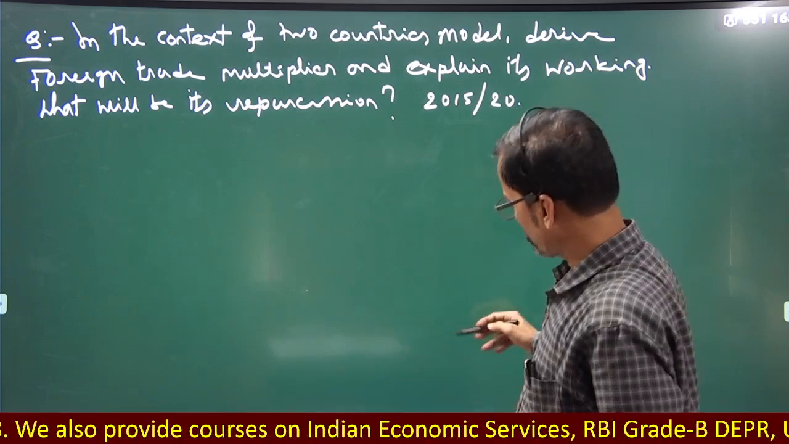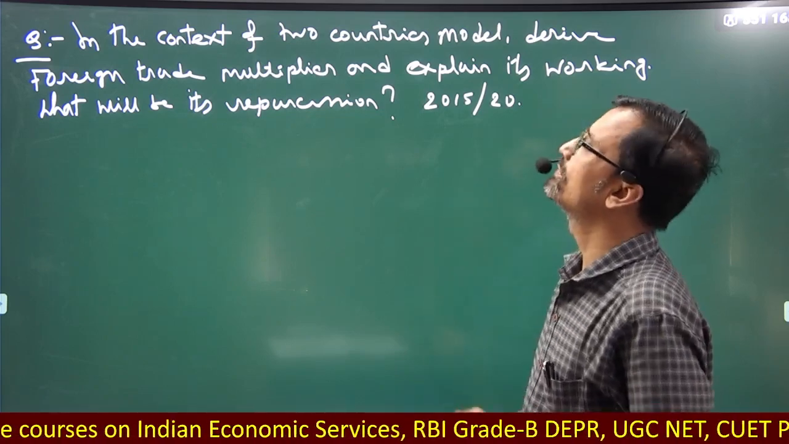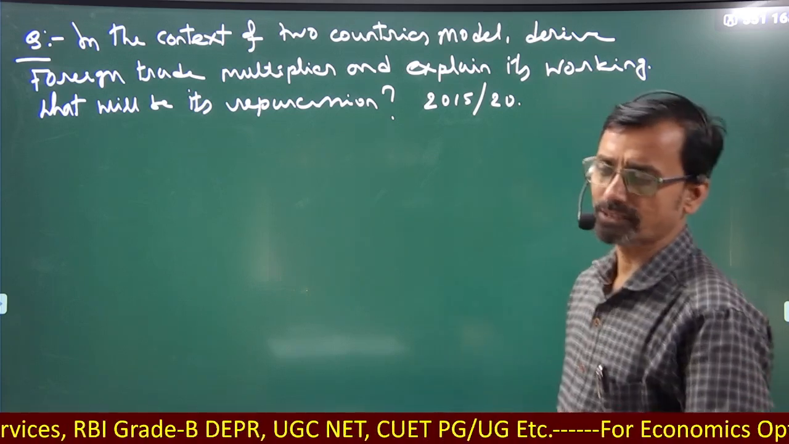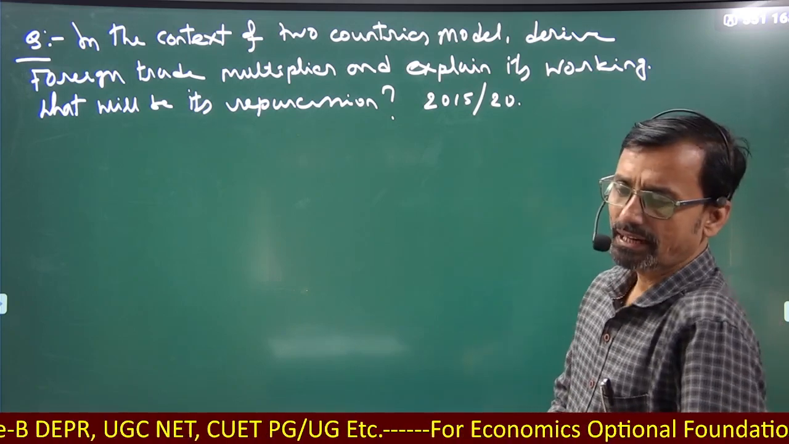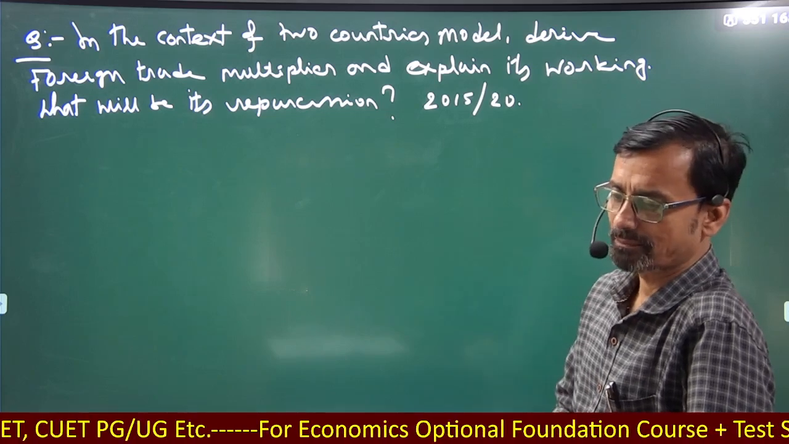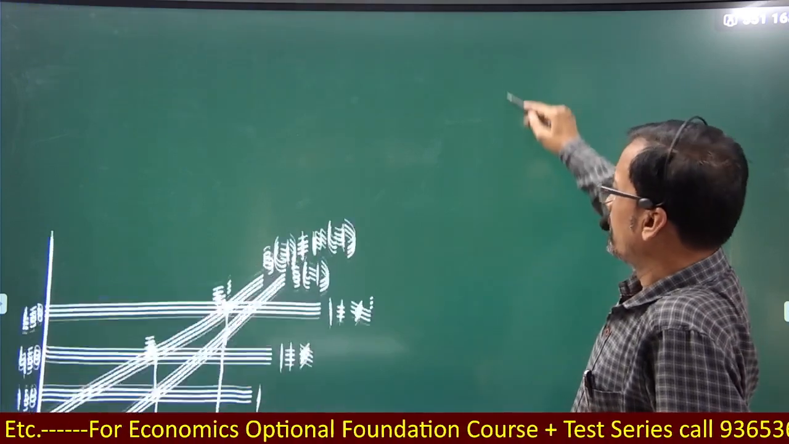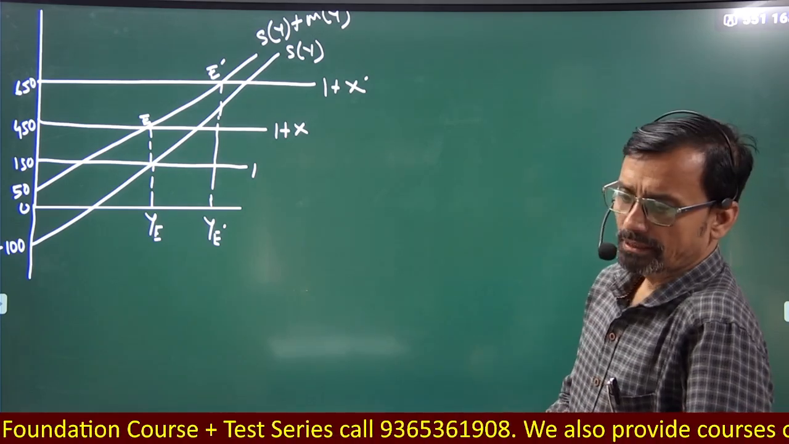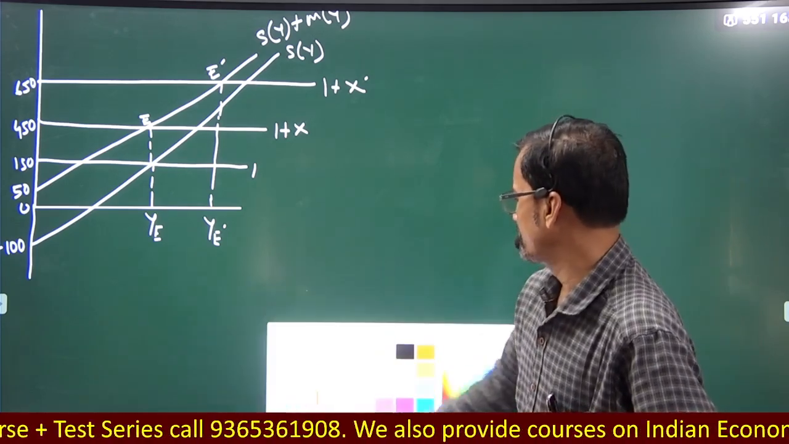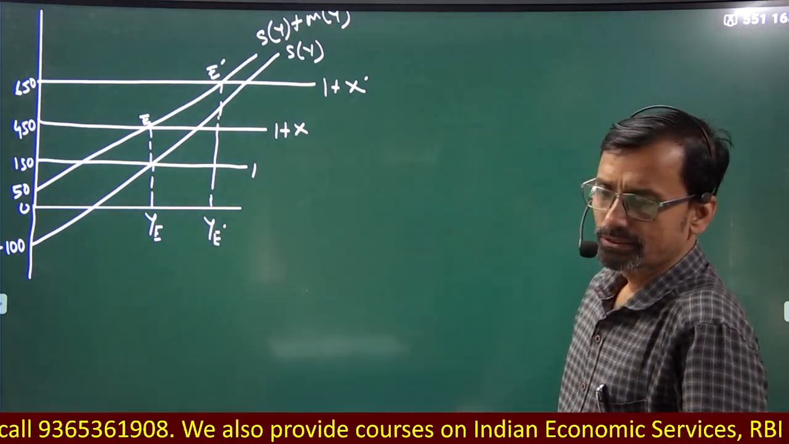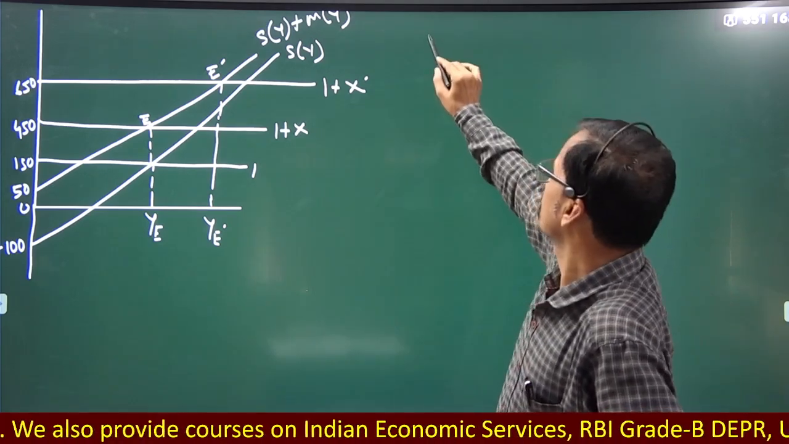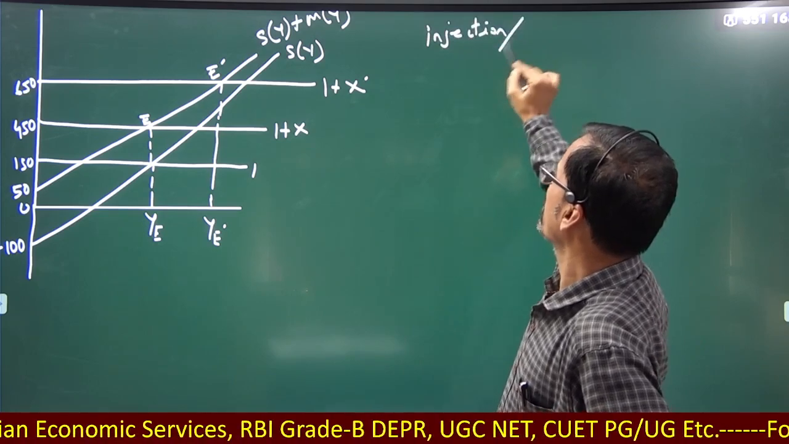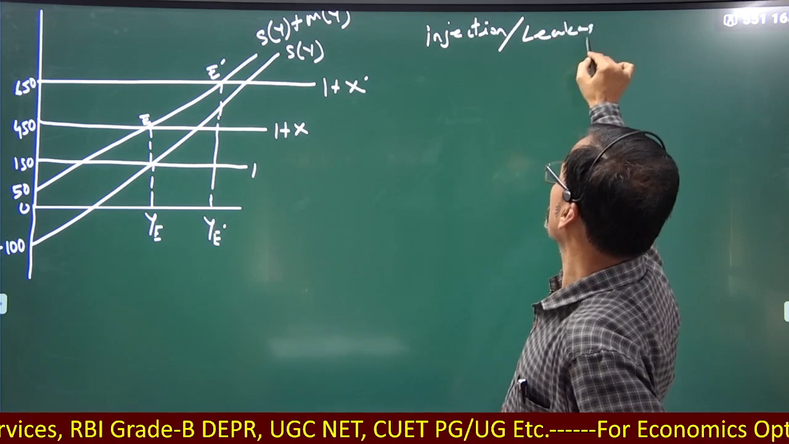the answer to this particular question, and we will try to derive the foreign trade multiplier value on the basis of the equation of injections and leakages in the income stream. You see here, this is the figure. Now, we can derive the foreign trade multiplier on the basis of injection and leakage of the income stream.